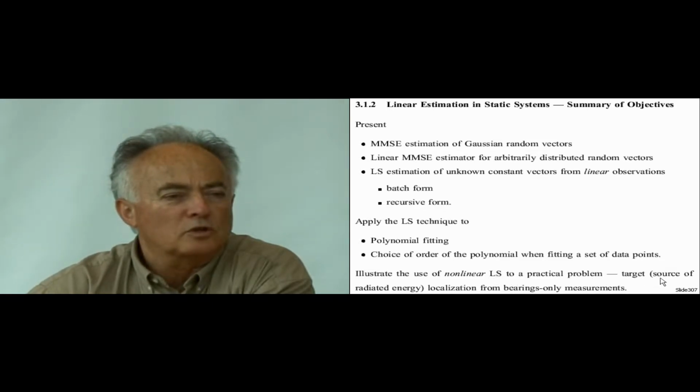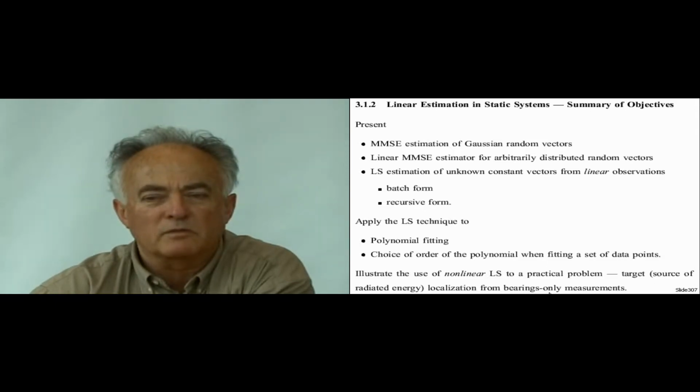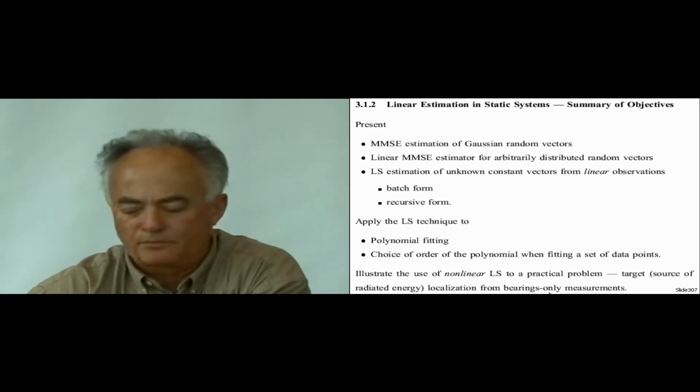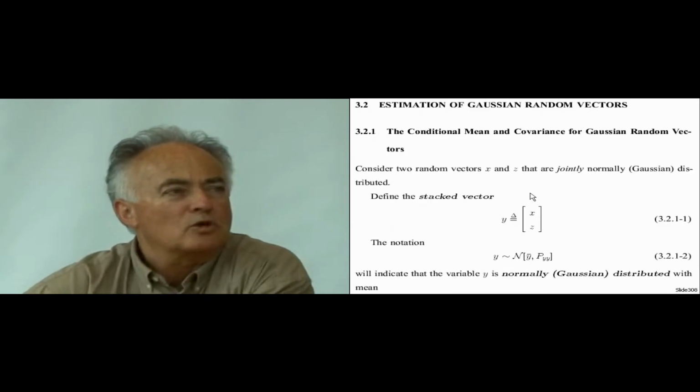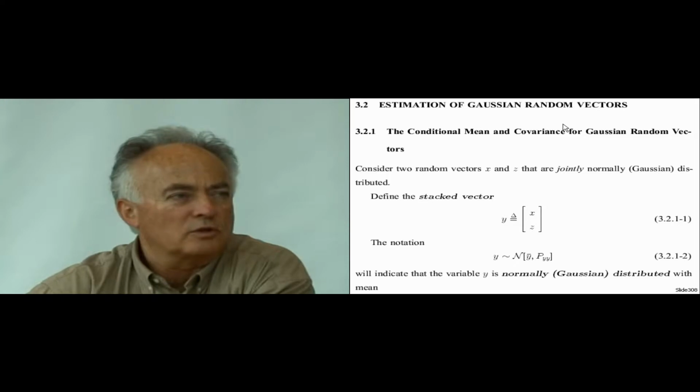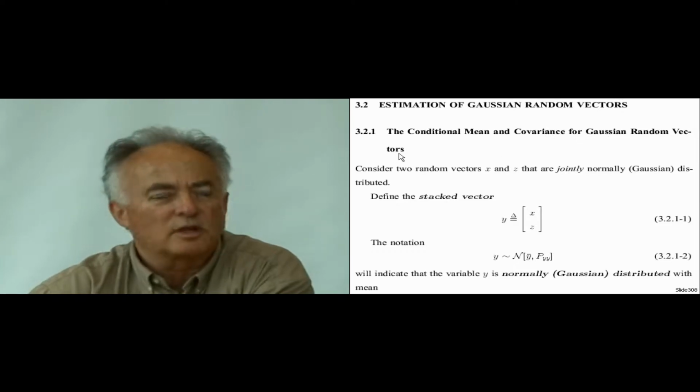It is a source of radiated energy that is moving, and we want to localize it using bearings only or passive sensor measurements. First, the estimation of Gaussian random vectors. We are interested in the conditional mean and the conditional covariance of a Gaussian random vector given another Gaussian random vector.